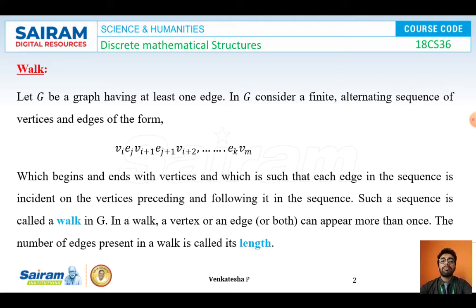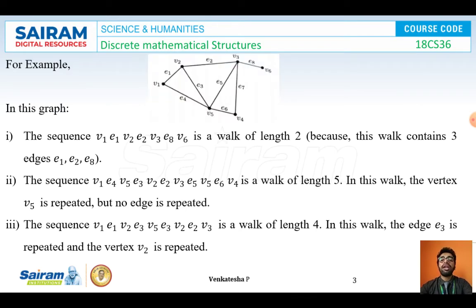Now we can look at some examples of how to identify a walk and its length. We can see a graph here. This graph has 6 vertices and 8 edges. In this graph I'm taking the first sequence v1 e1 v2 e2 v3 e8 v6. It's a walk, starting with vertex v1 and ending with vertex v6. This walk contains 3 edges, so the length of this particular walk will be 3.